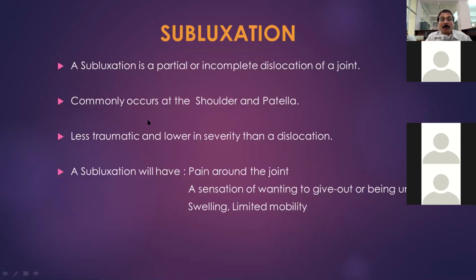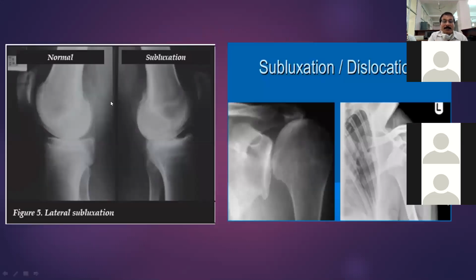A subluxation is a partial dislocation, meaning it is happening partially. That is why it is called partial dislocation. That means the joint is still not completely out, but partially it is out and partially it is in. This is called incomplete dislocation or subluxation. So it's a part of the head that moves out, but part is still there. So this is a subluxation.